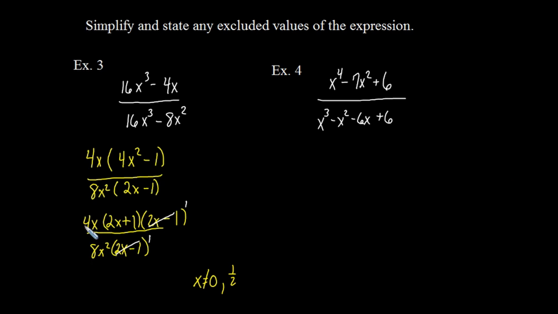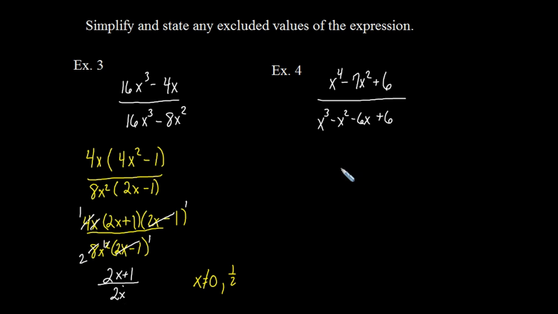And then we will divide 4 and 8, and we will get 1 over 2. We will cancel one of the x's here, divide one of them away, and we'll get x to the first power on the bottom. Then we'll rewrite all of our terms that are left. We'll end up with 1 times 2x plus 1 divided by 2x.